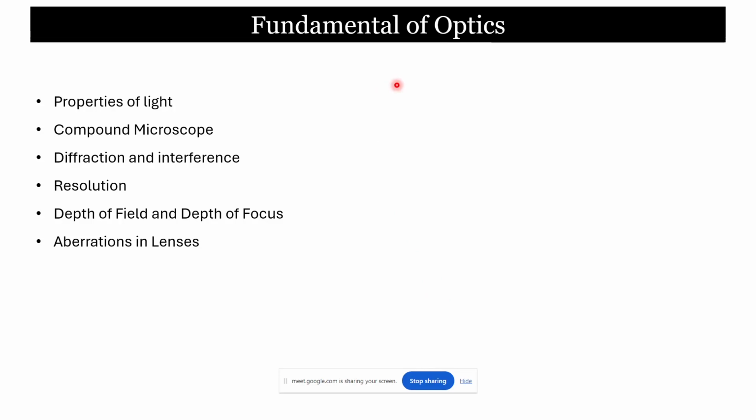Fundamentals of optics. So basically we'll cover these major topics in this lecture, like the properties of light and some things about the compound microscope, the diffraction and the interference and the resolution of an image, the depth of field and depth of focus, and how these things are different from each other. Also we'll discuss the aberration in the lenses.